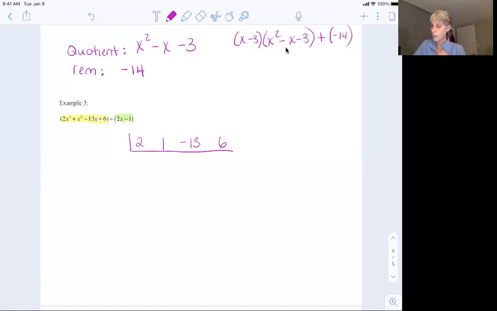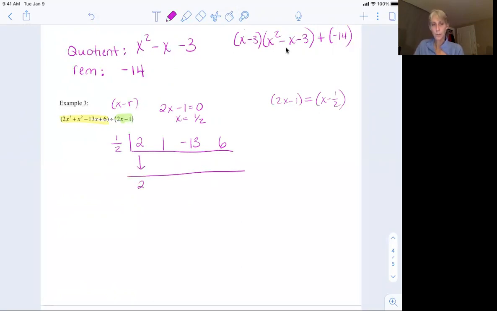Now, remember, we have to be in the form of x minus r. This is in the form of 2x minus 1, so we have to adjust this. So basically what I would do to find the number to divide by is find what the x-intercept would be. So 2x minus 1 is the same as x minus 1/2. They mean the same thing. So the number I'm going to divide by is 1/2 out front, my x-intercept.